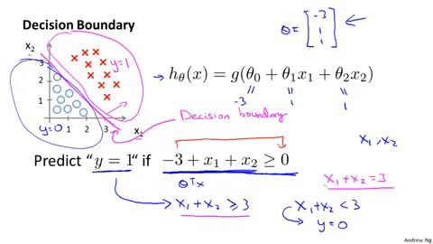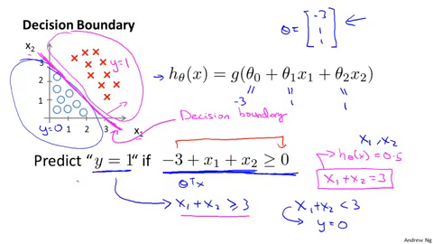And concretely, this straight line, x1 plus x2 equals 3, corresponds to the set of points, so that corresponds to the region where h of x is equal to 0.5 exactly. And the decision boundary, that is this straight line, that's the line that separates the region where the hypothesis predicts y equals 1 from the region where the hypothesis predicts that y is equal to 0.